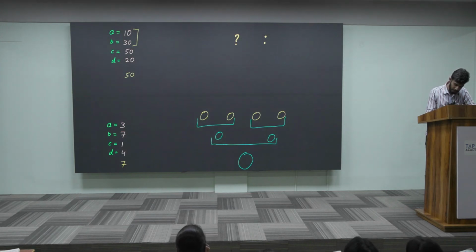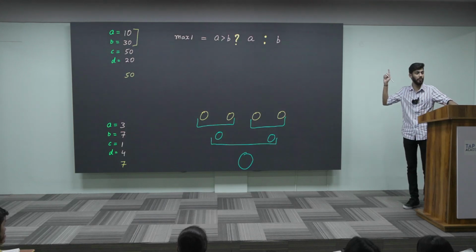How will you write the condition? A is greater than B. If the condition is true, what will you have? A. Or else what will you have? B. Now whatever you have in this, you store it inside a variable called max1. Is it clear to everyone?